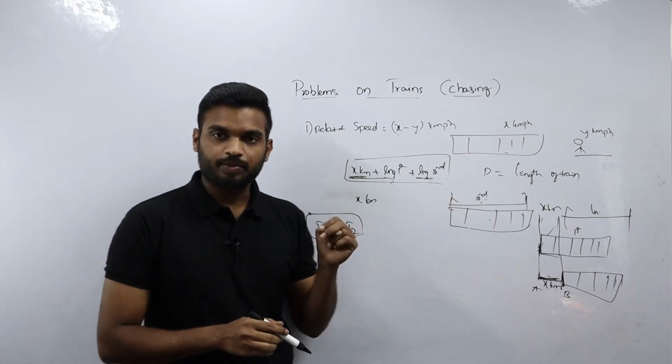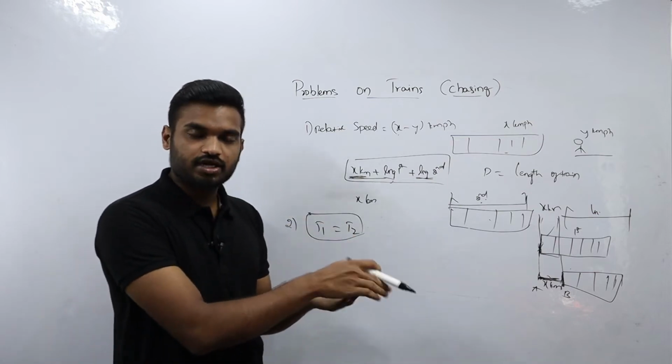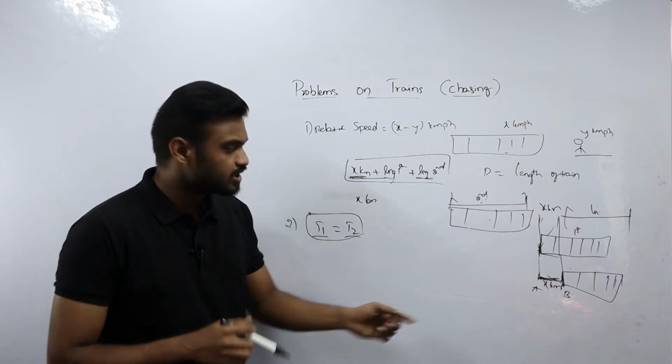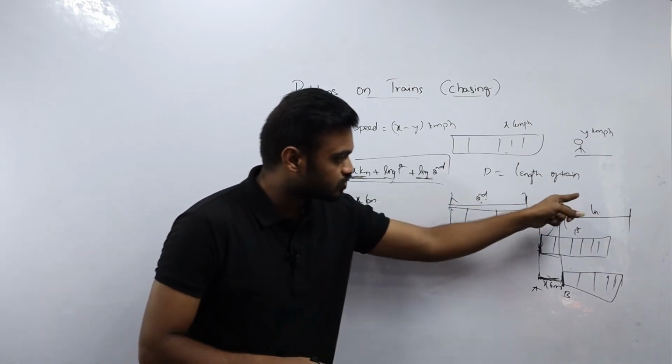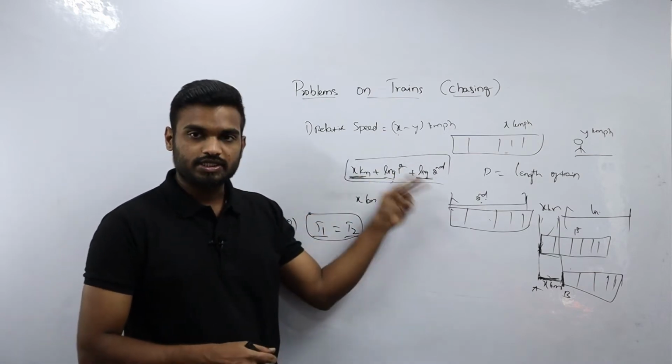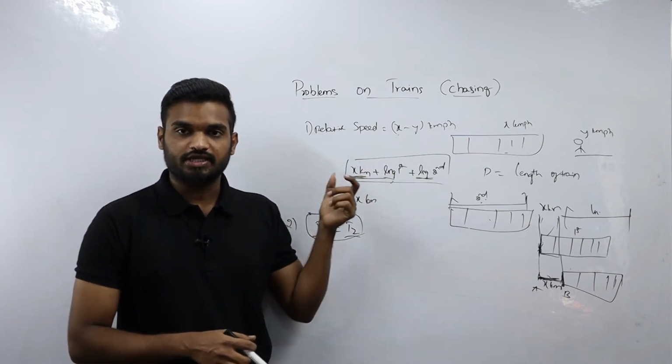And the second point is at the time of chasing or at the time of crossing, the total time will be the same in both cases. That is, the total time taken by the second train and the total time taken by the first train to reach that point. So if you remember these two points, you can solve any kind of problem based on chasing.